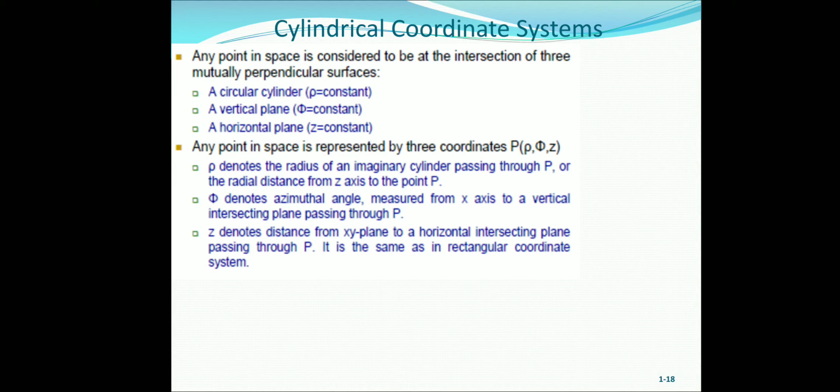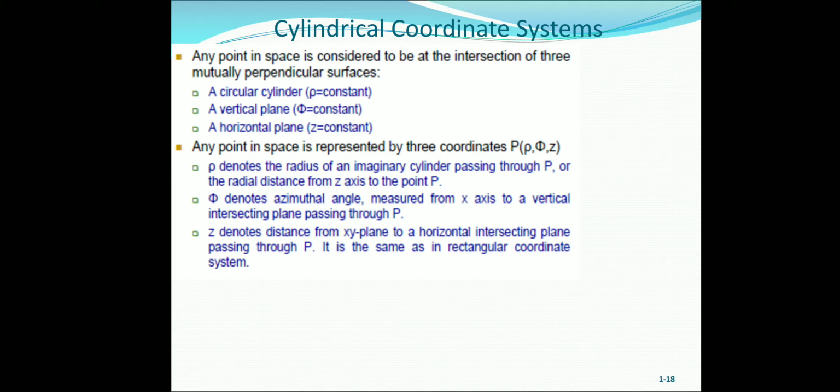Hi all, today we will study what a cylindrical coordinate system is. A cylindrical coordinate system is the three-dimensional version of the polar coordinate system. That means in the cylindrical coordinate system we have three surfaces.